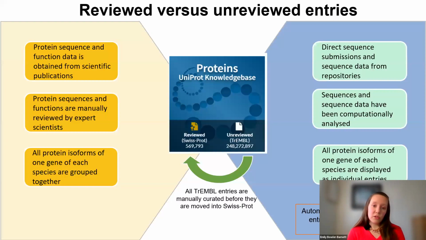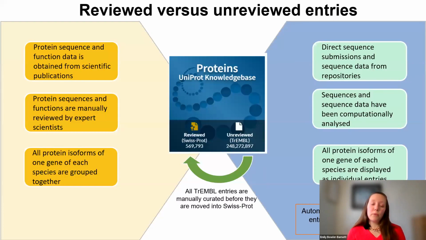So each page within UniProt is a protein, and in the unreviewed side of UniProt, there will be an entry for each isoform. So if a protein has 3 isoforms, there will be 3 entries associated with that particular protein.